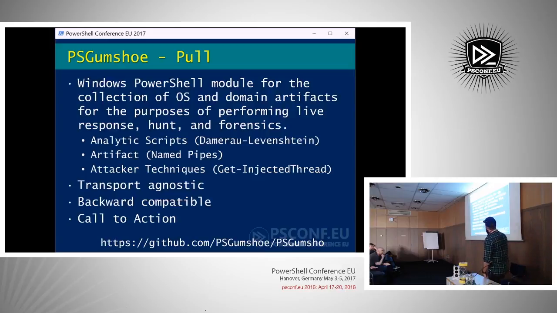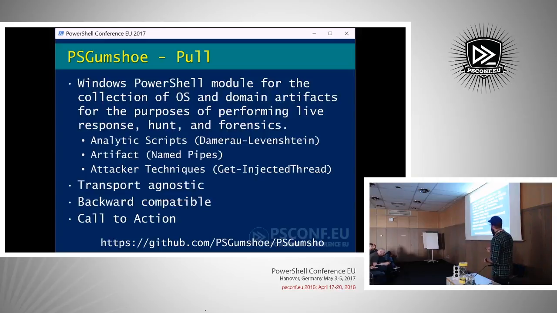We also have different artifacts like named pipes, so we could gather named pipes, you could gather handles, that type of thing. And then attacker techniques, like Invoke-GetInjectedThread, which Will showed, and I'm about to demo here in a second. And then the cool thing is it's transport agnostic, so we're providing the script, you provide the transport mechanism, probably WinRM, maybe some kind of cobbled together web server or something like that.